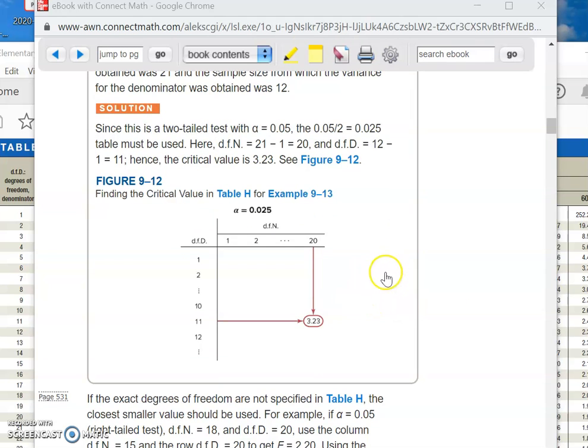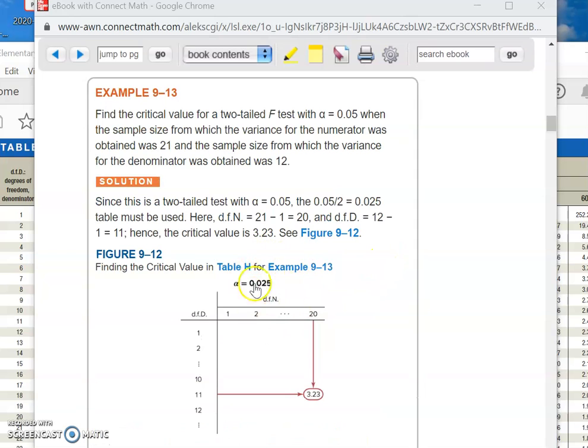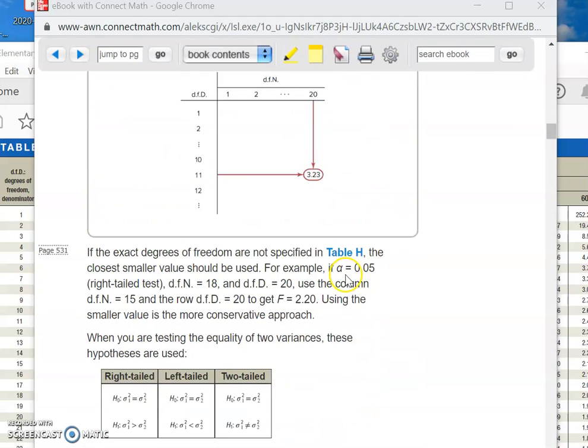So we got it. This part's easy: this row, this column. The hard part is remembering which of these tables you look at. Since it's a two-tailed test, we take half of the total alpha. The total alpha is 0.05, so half of 0.05 is 0.025. That's the table we're going to use.